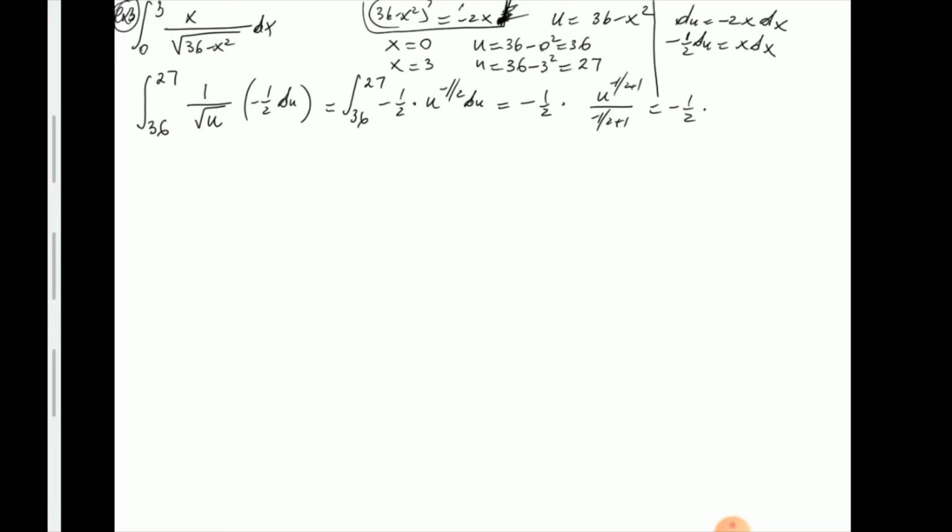So minus 1/2 plus 1 is 1/2. The reciprocal of it is 2. So you end up with minus square root of u between 36 and 27.